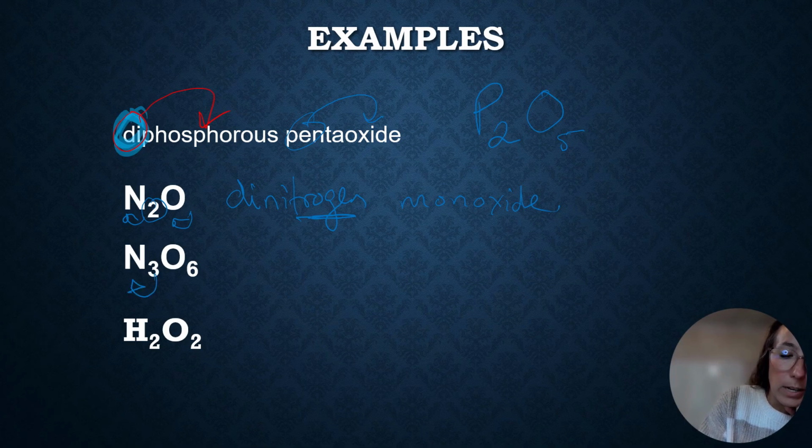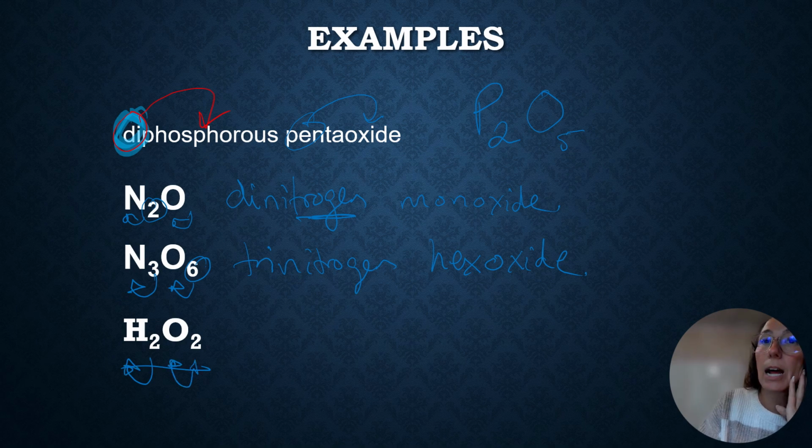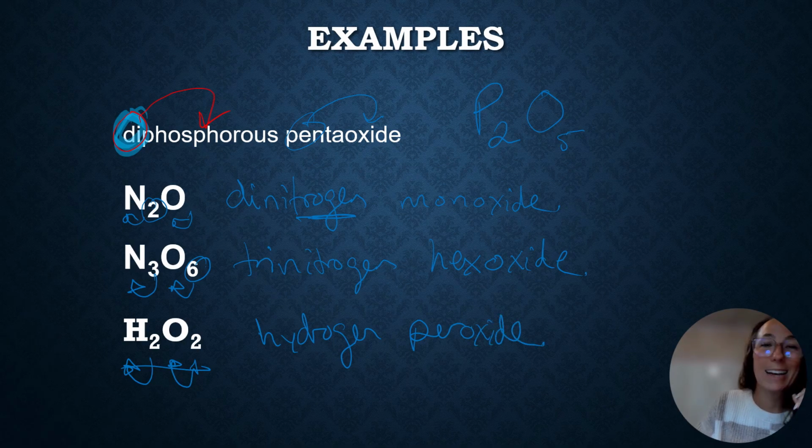Here I have 3 of the nitrogens, so we have trinitrogen, 6 of the oxygens, so hexoxide. Here I have 2 of the hydrogens and 2 of the oxygens, but I'm not going to use di. I recognize this is one of the ones I need to memorize, and so I'm going to write down hydrogen peroxide because that's one I have to memorize.